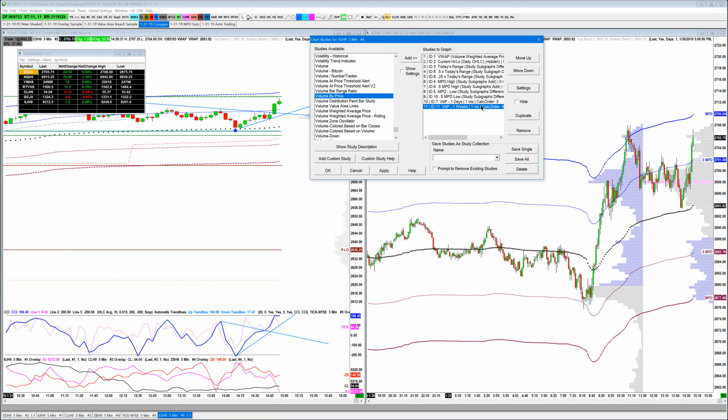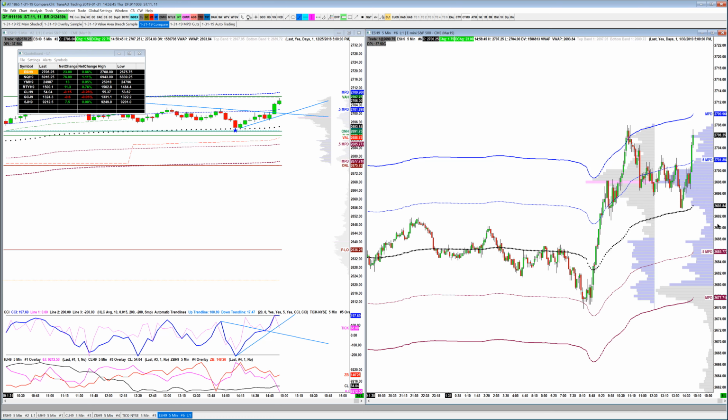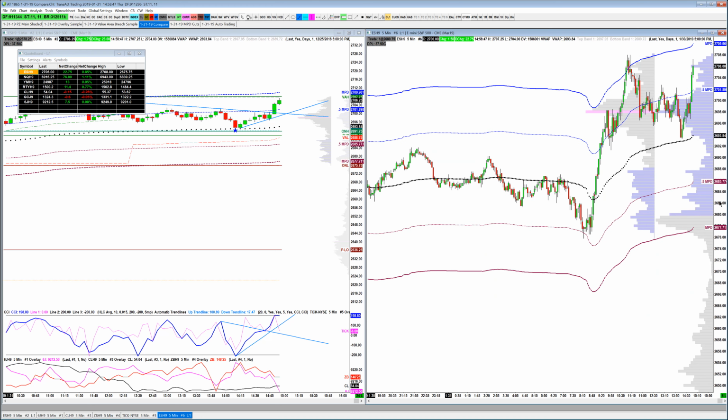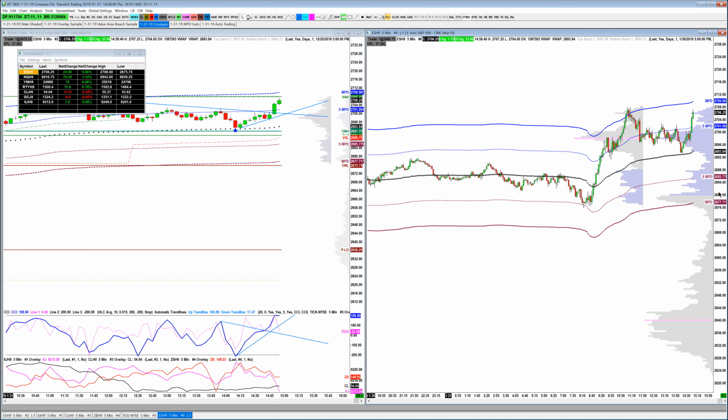And the order in which they appear is determined by the order in this list. So I'm actually going to move the weekly up by clicking move up like this, and then they're going to flip. So if you look here now, we can see the daily profile on the left, and then this weekly profile on the right. Everything we need is there.